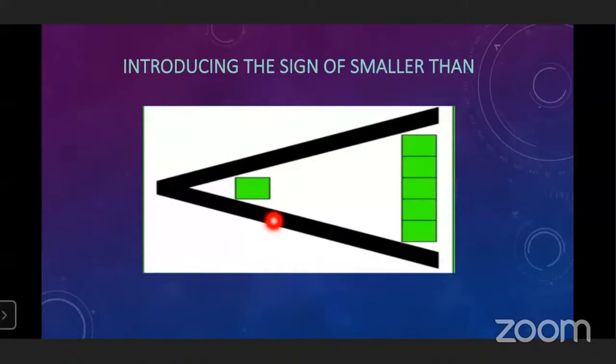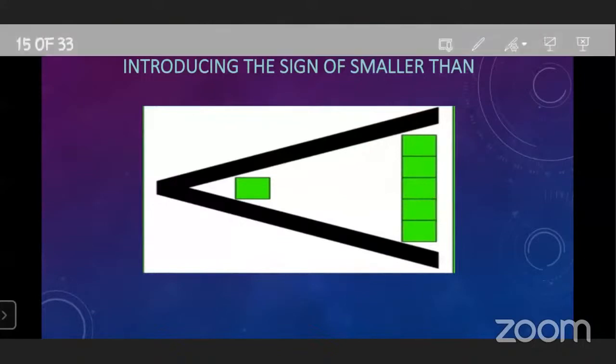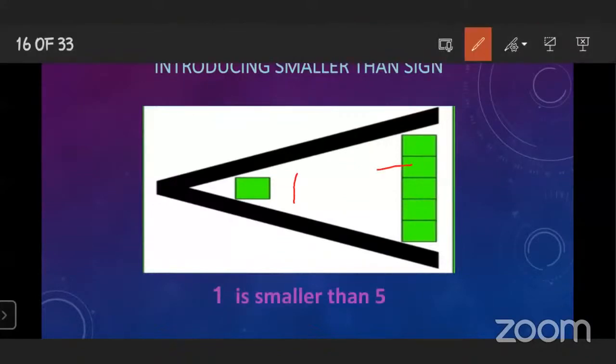One. Yes, one box. And on the other side, how many boxes? Five. Here, five. Totally different. The boxes are totally different. On the left side, only one box is there, and on the right side, five boxes are there.